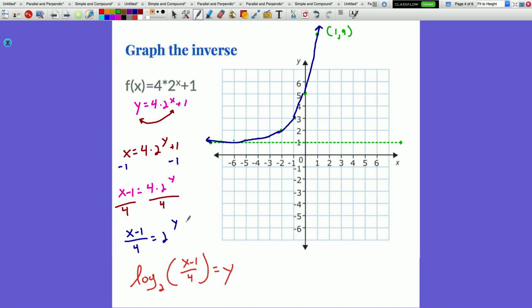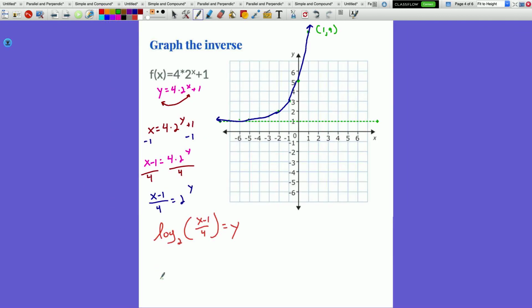And there's a way to simplify this. Whenever I see division or multiplication within the argument, I can split that up using the properties of logarithms. So this could be log base 2 of x minus 1 minus log base 2 of 4. And log base 2 of 4, that has a value. 2 to what power equals 4? 2 to the second power equals 4. So we could, as a final step, turn that log base 2 of 4 into just a 2. So log base 2 of x minus 1 minus 2.